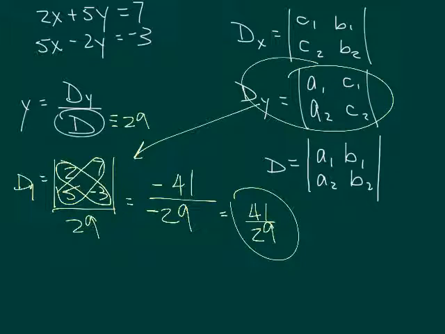So my answer for x was negative 1 over 29. My answer for y is positive 41 over 29. That's how you use Cramer's rule to solve a system of equations. In this particular lesson, all we did was look at a 2 by 2 system. We didn't do a 3 by 3 or 4 by 4. We just did a 2 by 2 system using Cramer's rule in order to find the solution set. So that is it for lesson 5.6.